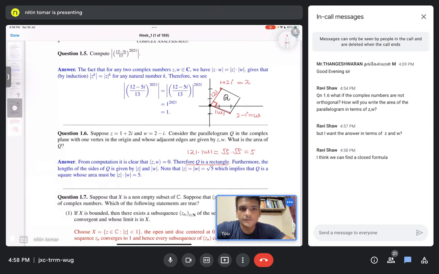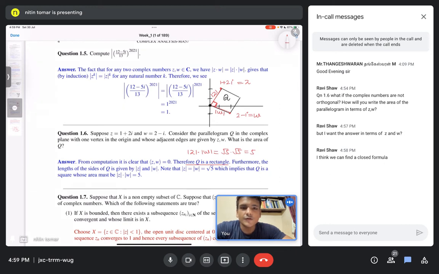Okay, any other doubt? Yes, Ravi, it is possible to find a closed formula. I think for a parallelogram it is going to be much easier. Okay, so what is the area of the parallelogram? Do you know this?